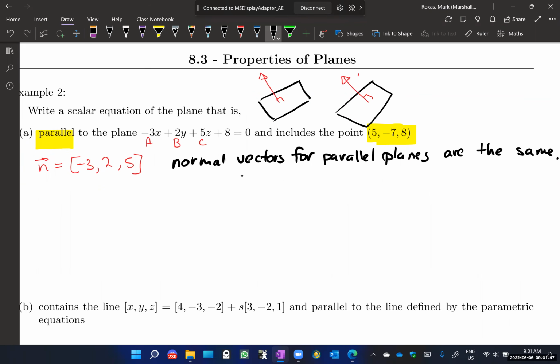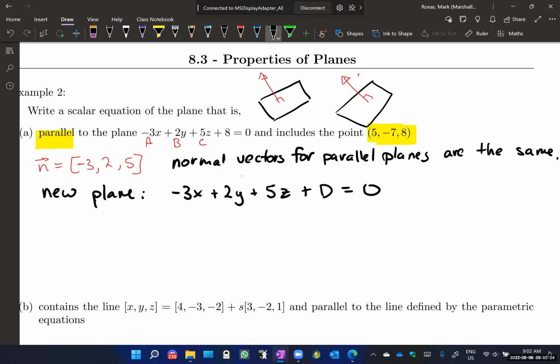So the plane that we're looking for, the new plane that's parallel, is going to be -3x plus 2y plus 5z, okay? However, the constant is what we don't know, and we cannot assume that it's 8, right? If we said 8, then we are essentially creating the same plane, okay? So all that we know is that it's not going to be 8. If it's a parallel plane that's not coincident, it's not the same plane, then that 8 has to change, okay?